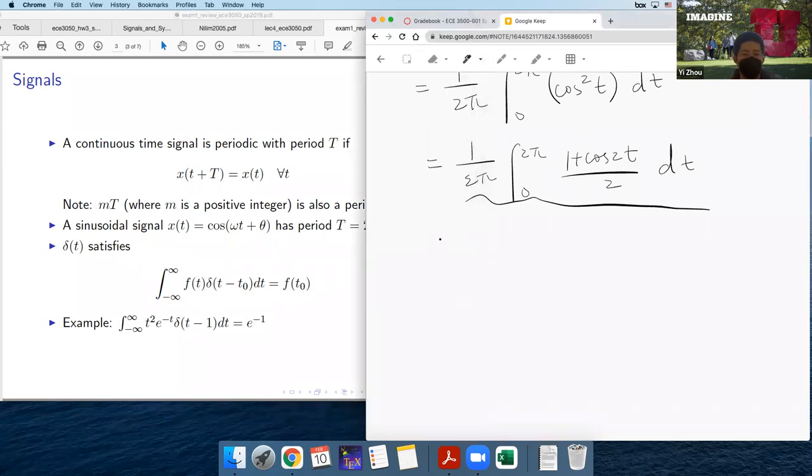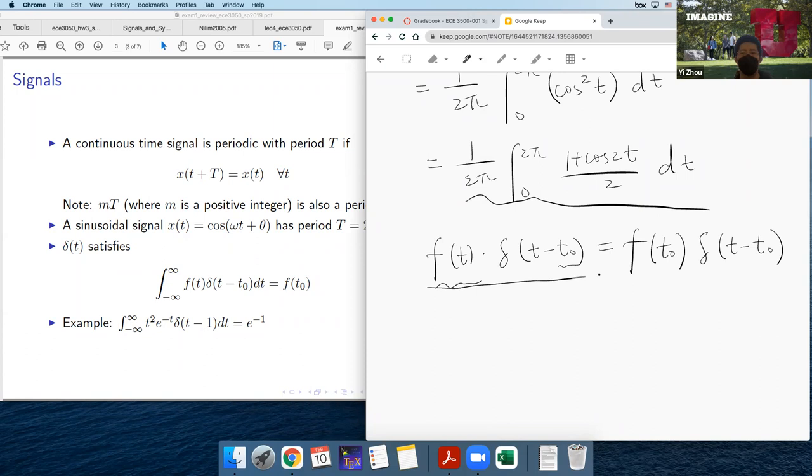Okay. So the idea is that any signal f(t) multiplied by the shifted impulse, we can replace the first one by a constant, which is the signal evaluated at this time shift t naught. So this is the fundamental property of the impulse signal.